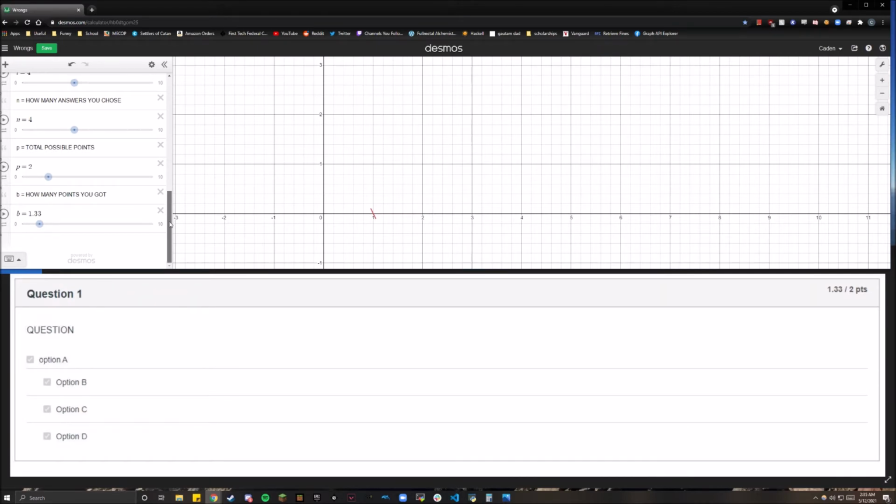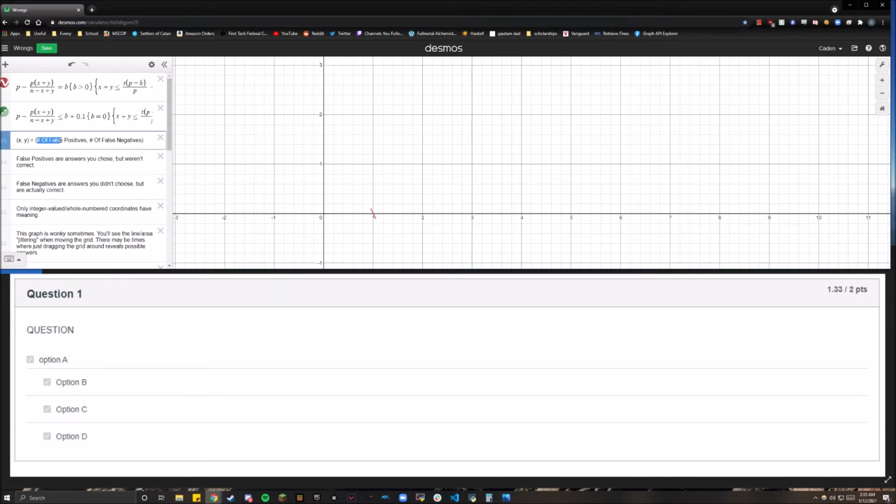Now it's a good thing to call back to how x and y are number of false positives and number of false negatives. So while this line is continuous, the majority of its coordinates are not meaningful, because number of false positives and number of false negatives, well, both of those can only be whole numbers. You can't have like 1.5 answers that you didn't choose. You can only have integer valued coordinates.